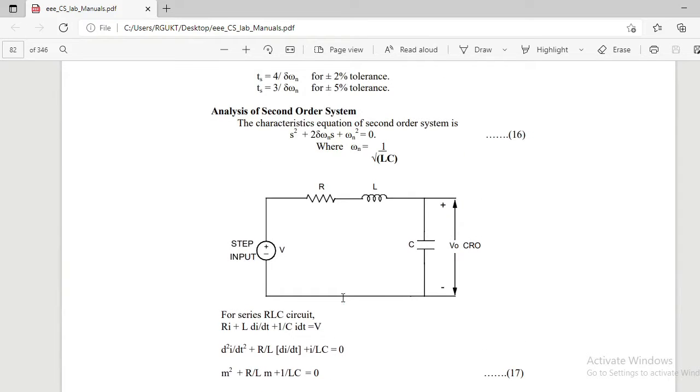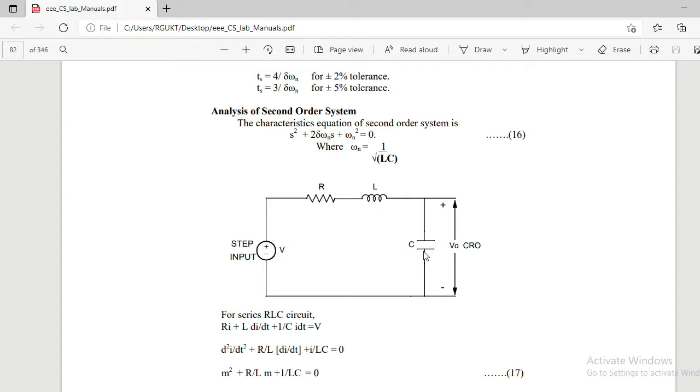So what do we need to do in this experiment? The experiment is simply an RLC series circuit. We are applying a step as input, and we are observing the output with the help of your CRO, right? So here we will consider this RLC. The boxes mean variable resistor, variable inductor, and variable capacitor.